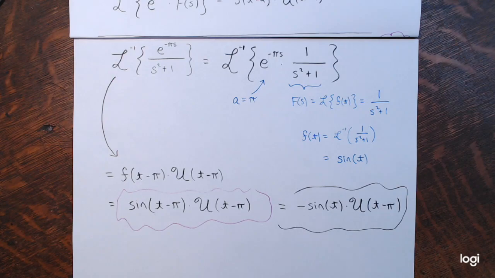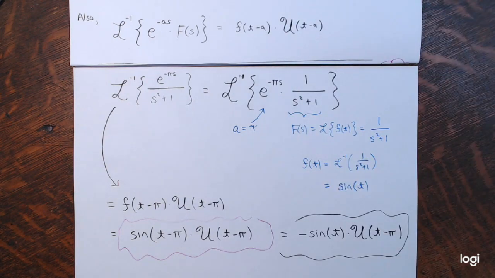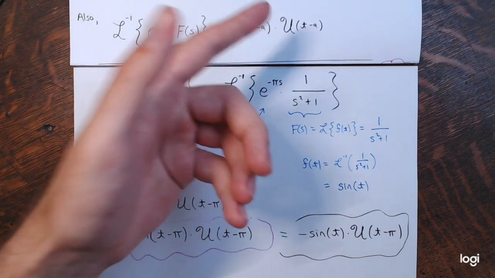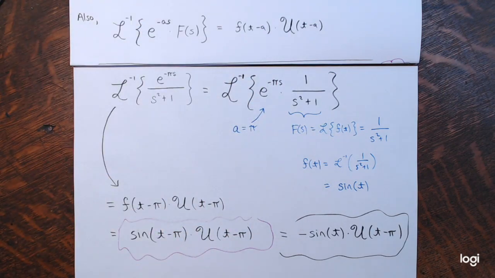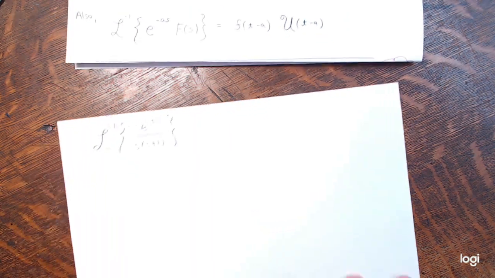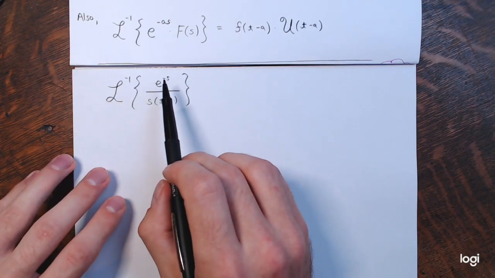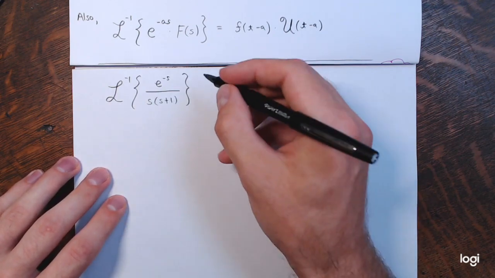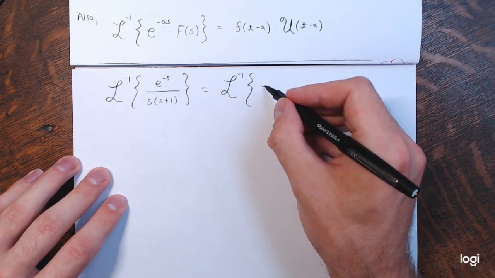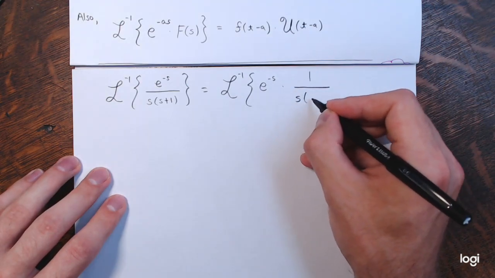All right. So I've got one last application of this, and then I'll do a video after this where we solve some initial value problems where the unit step function will come up. All right, so my last example: find the inverse Laplace transform of e to the negative s over s times s plus 1. So again, this is the inverse Laplace transform of e to the negative 1s times 1 over s times s plus 1.